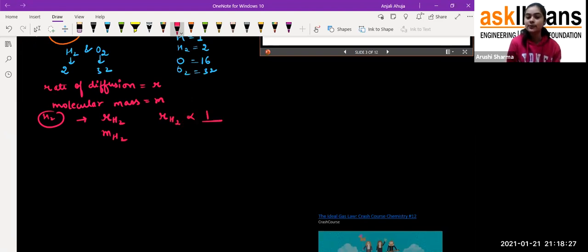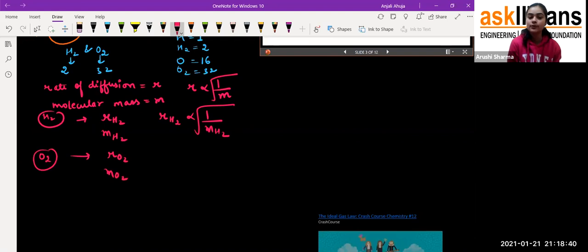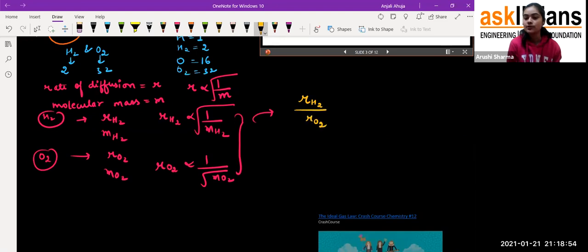So it is inversely proportional to the mass. You can say that R is inversely proportional to the square root of the mass. So it would be M H2. Now if I talk about oxygen, it would be R O2, inversely proportional to the mass of O2. If I compare these two, students, what I am getting from here is that R H2 divided by R O2 is equal to the square root of M O2 divided by M H2.